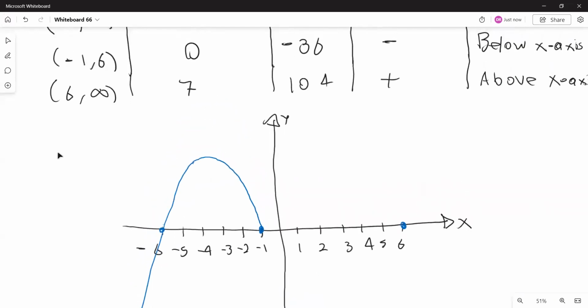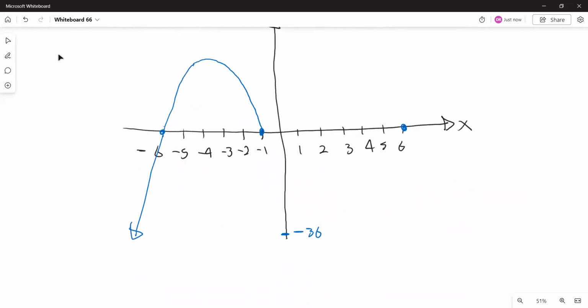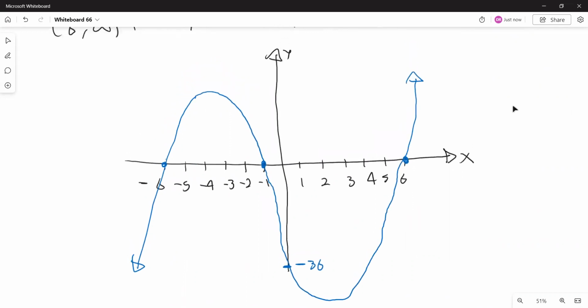Between -1 and 6, the graph is going to be below the x-axis, so it's going to cross, pass through the x-intercept, and then we'll have a turning point. And from 6 to infinity, the graph is going to be above the x-axis. So that's an idea of the graph.